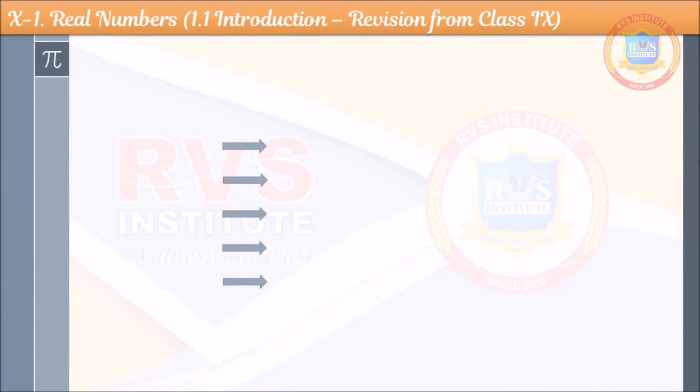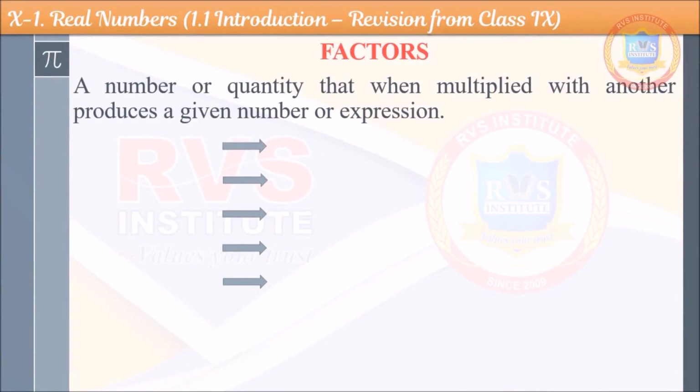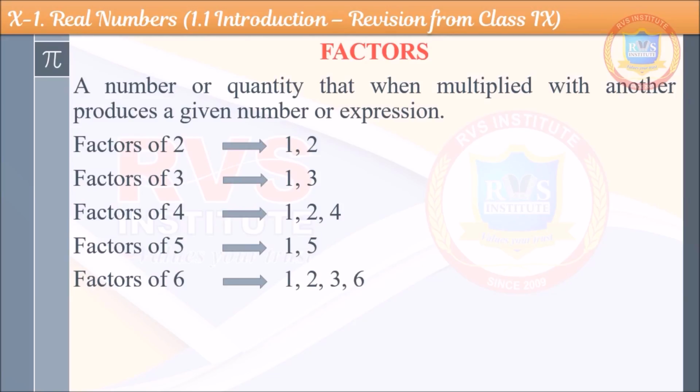Now, factors: a number or quantity that when multiplied with another produces a given number or expression. As I told you, factors of a number can divide the number completely. So here 1 divides 2 completely and 2 divides 2 completely. 1 divides 3 completely and 3 divides 3 completely. No other factor than 1 and 3 is there.